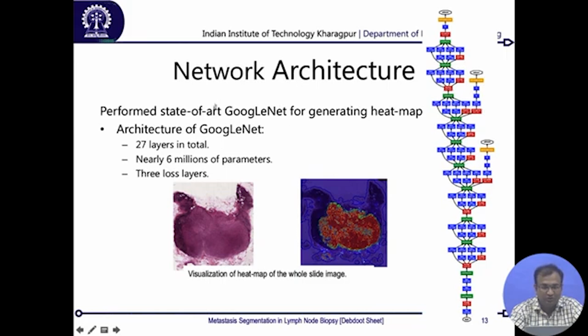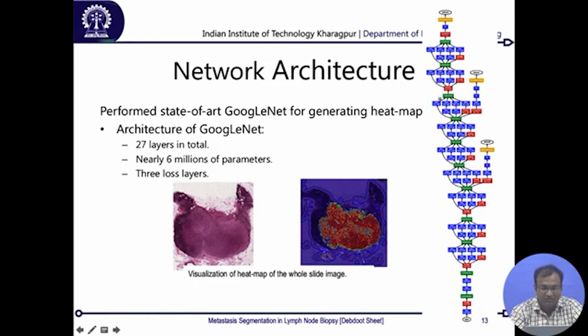This is Google's modified version of the standard LeNet architecture, and it's a 27-layer network in total, including some layers which are called inception layers. So you can read much more details in the actual GoogleNet paper.